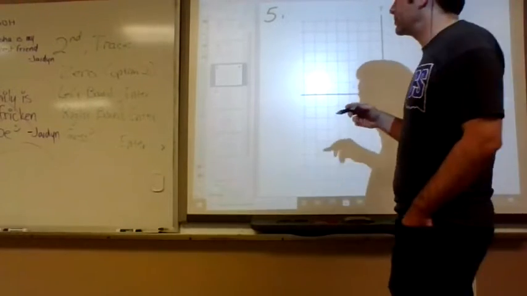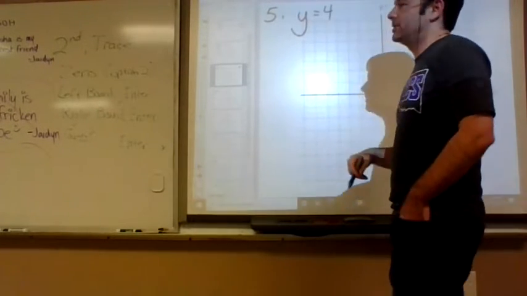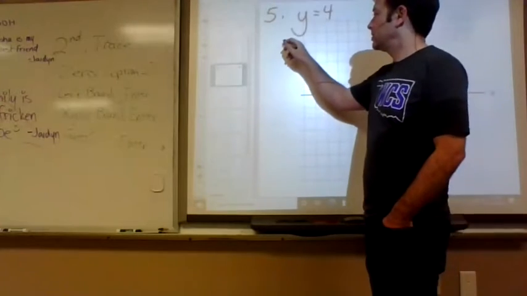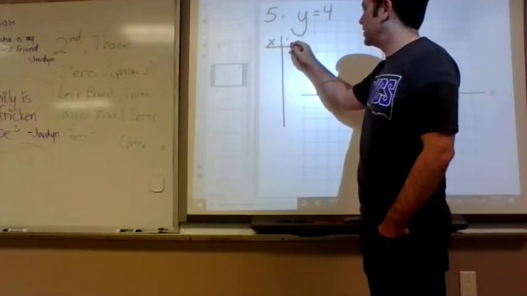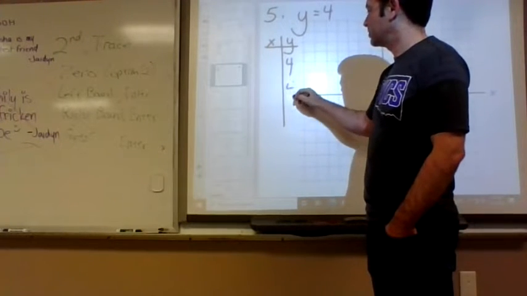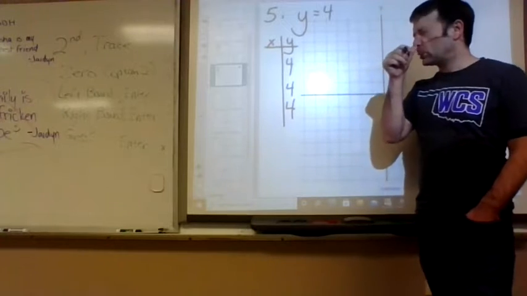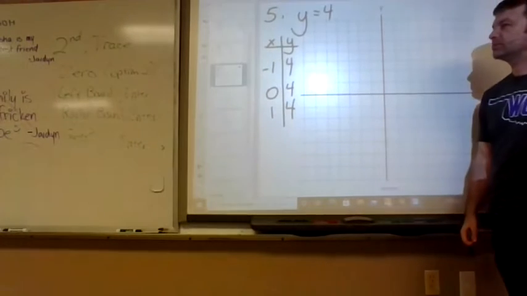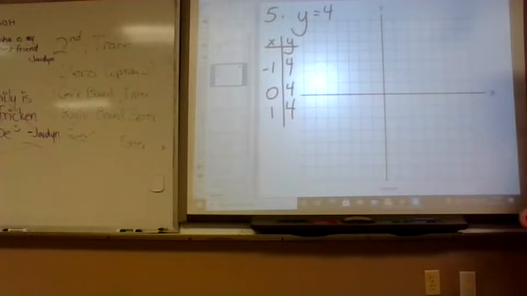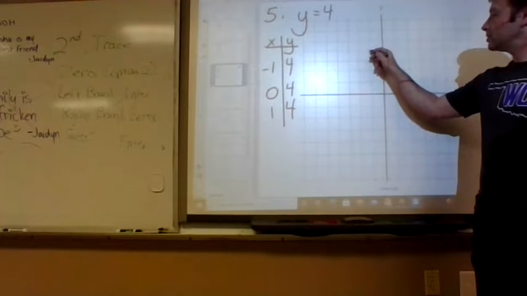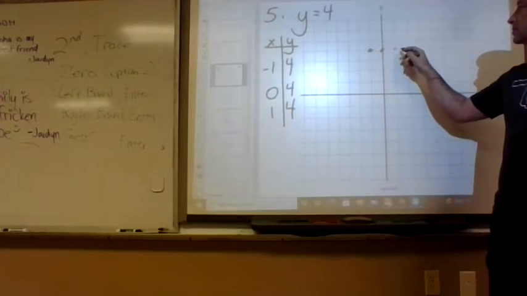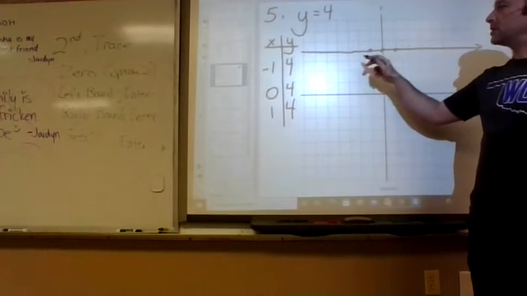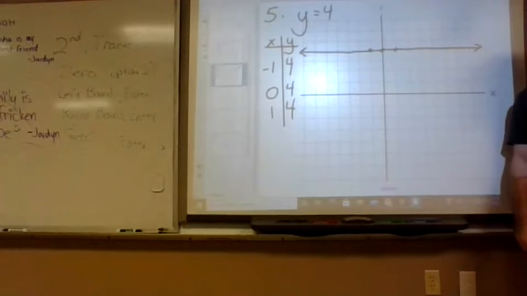Number 5, y equals 4. This one's a weird one. We actually did something like this on the review. What does it mean if it just says y equals 4? That means the y value has to always be 4. The x value can be anything, but the y value has to be 4. So what does it look like if we graph negative 1, 4, 0, 4 and 1, 4? It looks like a horizontal line through 4 on the y-axis.